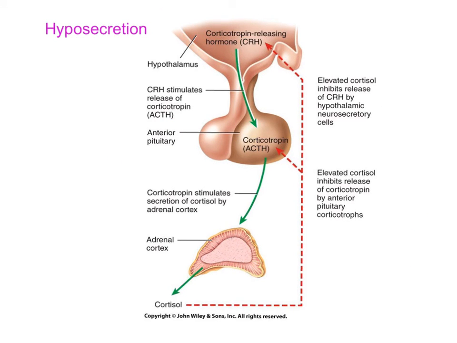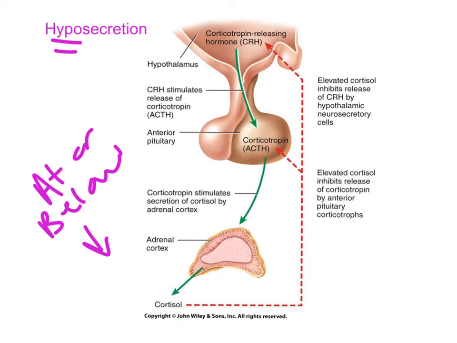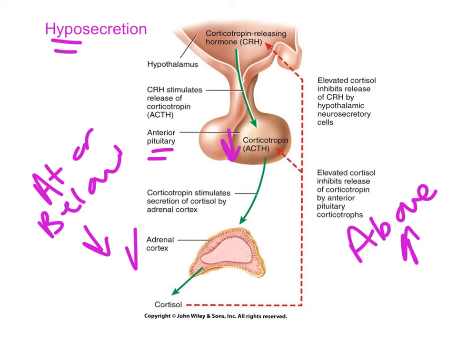For hyposecretion, anything at or below the site of the problem will decrease, and anything above the level will increase. So again, for example, if the problem is at the anterior pituitary, at or below will decrease, anything above will increase. I will summarize this in the chart on the next slide.